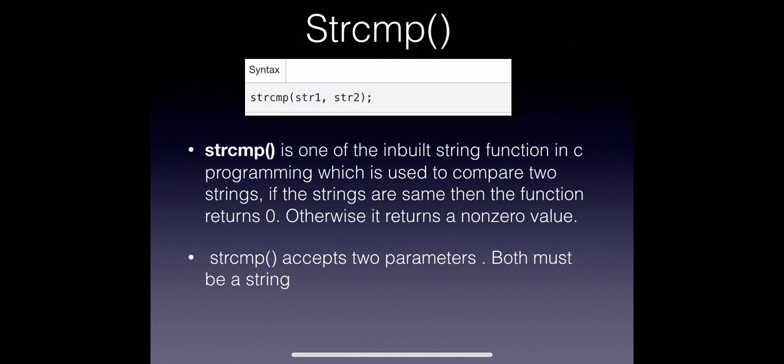The syntax is strcmp of the two strings. It takes two parameters. String comparison is one of the inbuilt functions in C programming, which is used to compare two strings. If the two strings have the same value, it returns 0, or otherwise it returns a non-zero value. We can use it for checking a palindrome and sorting.